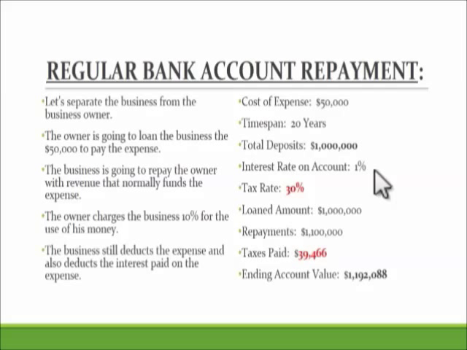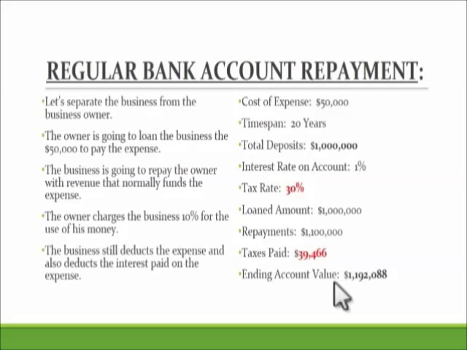Let's suppose you're making 1% interest on the money that you deposit into the account, that $50,000 you deposit every year to cover those expenses. Let's suppose you're earning interest of 1%, and that you pay a tax rate of 30%. So you loan your business $1 million over 20 years. Your business repays you $1.1 million, principal and interest of 10%. You will have earned the 1% on the balances in that account. You've paid $39,466 in taxes during that time, but you end that 20-year period with almost $1.2 million in your account.